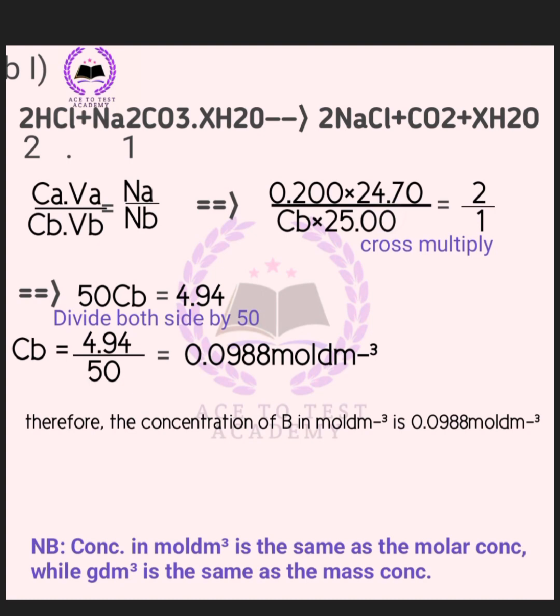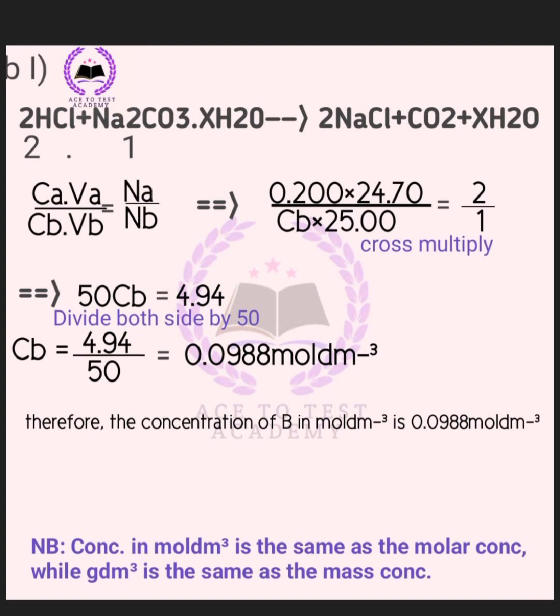If you cross multiply, 0.2 times 24.7 multiplied by 1 is 4.94. Then 25 times 2 is 50, times CB, that's 50 CB. If we divide both sides by 50, that will be 0.0988 mole per dm cube. So the concentration of B is 0.0988 mole per dm cube.